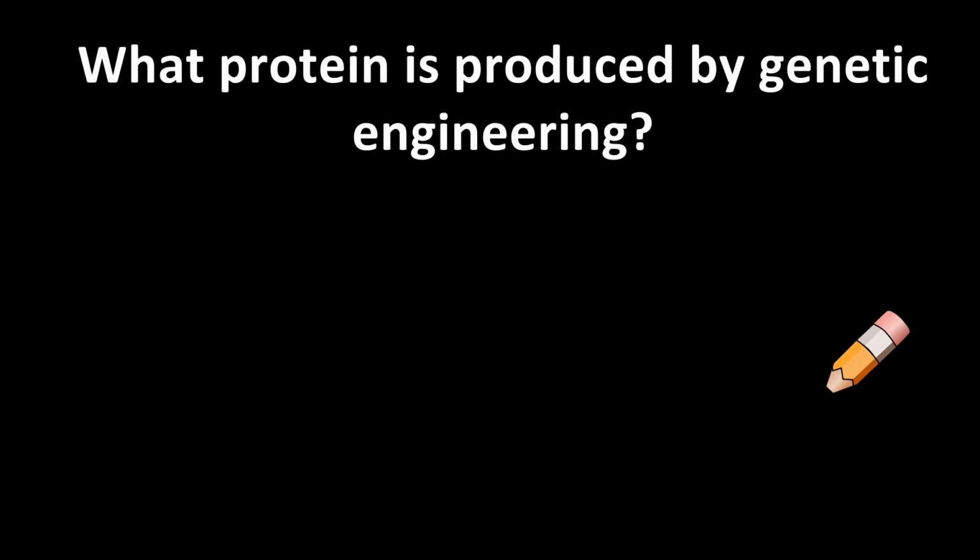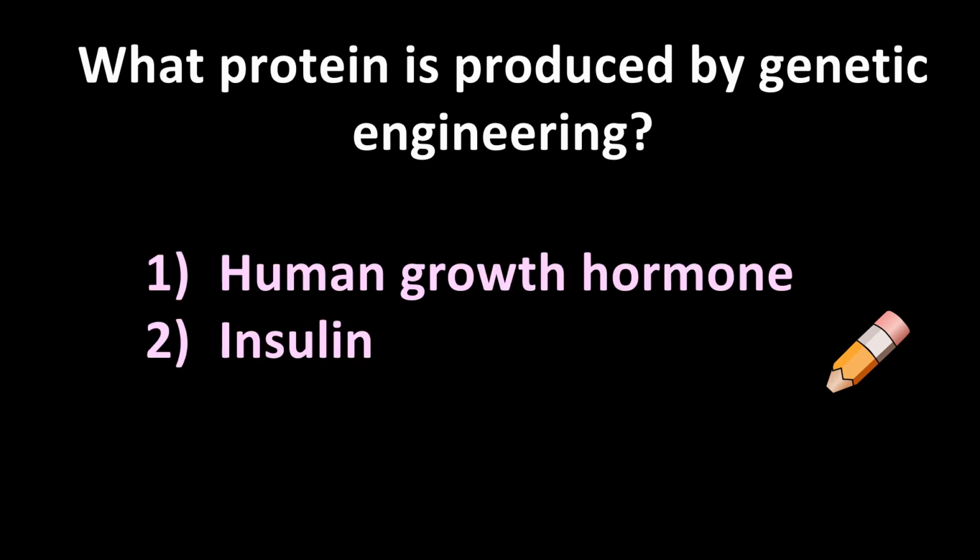Another common question that you might get asked is what protein is produced by genetic engineering, and you need to know that two things are commonly produced by genetic engineering. So these two things are human growth hormone and insulin. So you need to write that down. So in your activities and consumables, you should find a cut and paste exercise that you should be able to complete now.